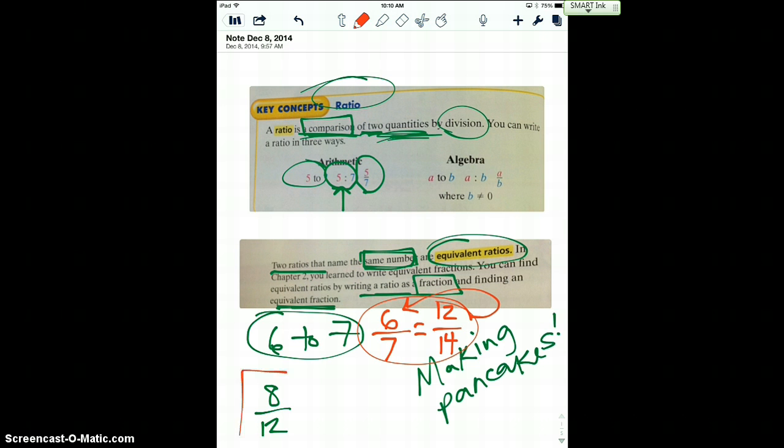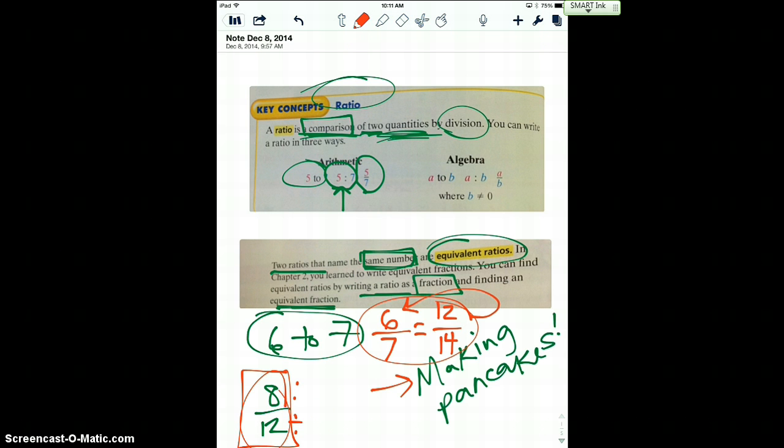Another example, 8 over 12. An equivalent ratio would be to just simplify it. I could divide both by 4 and get 2 over 3. So 8 to 12 means the same thing as 2 to 3. Or maybe I didn't want to divide by 4. Maybe I wanted to divide by 2. I'd get 4 over 6. 8 over 12 is equivalent to 4 over 6, which is actually equivalent to 2 over 3. Equivalent ratios.